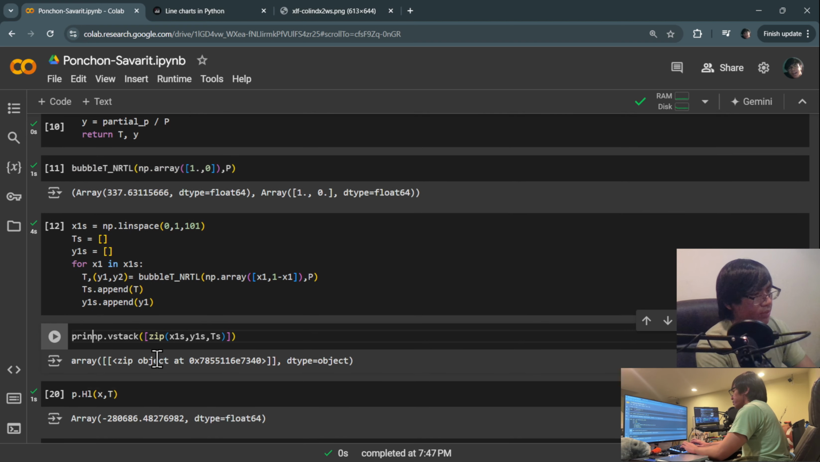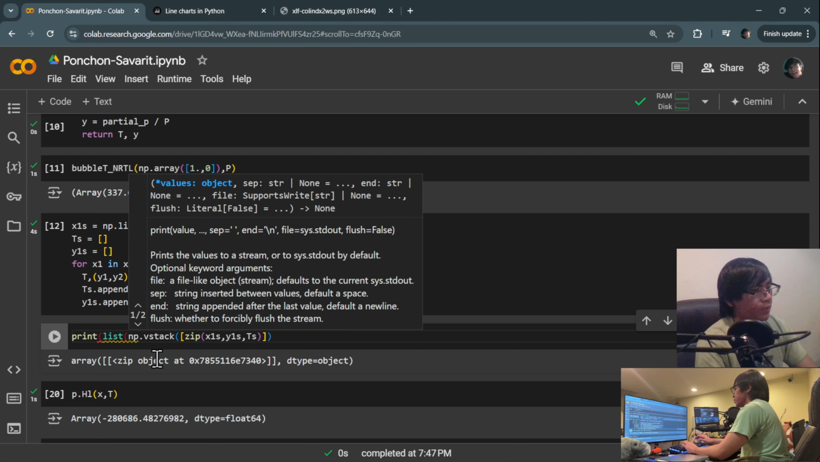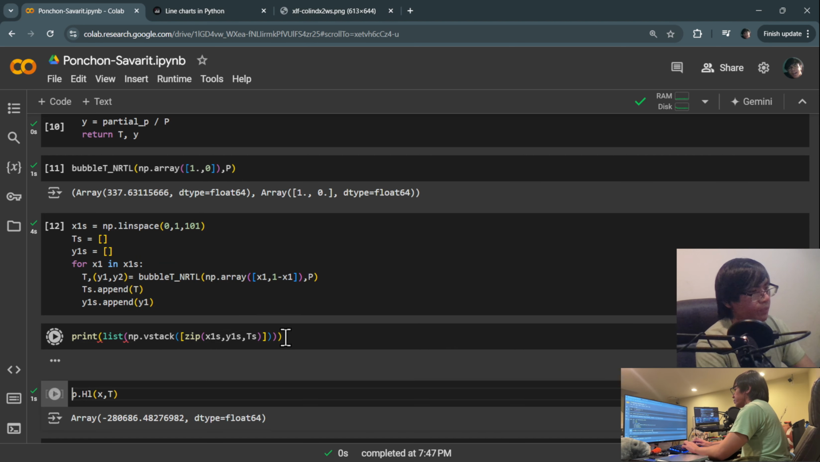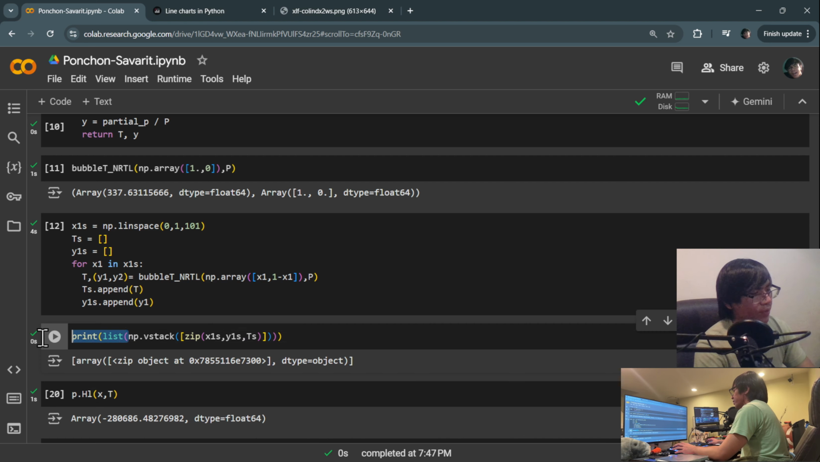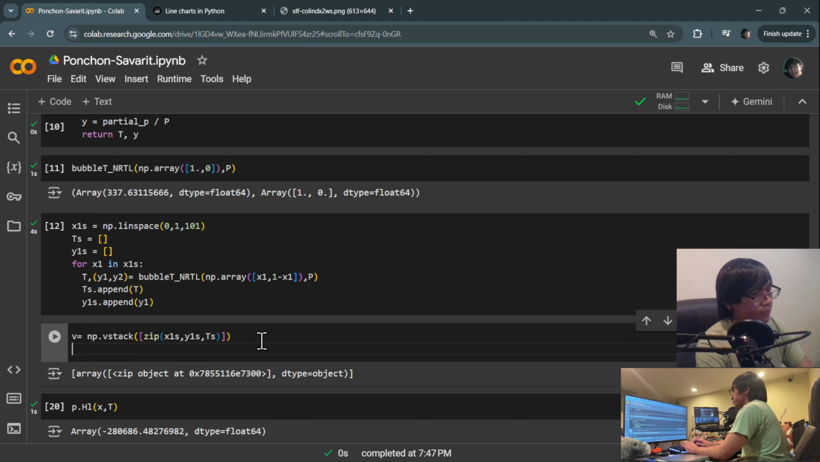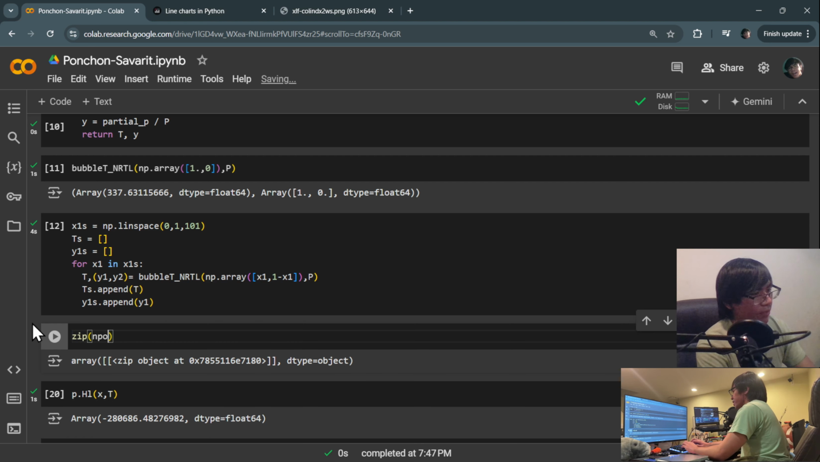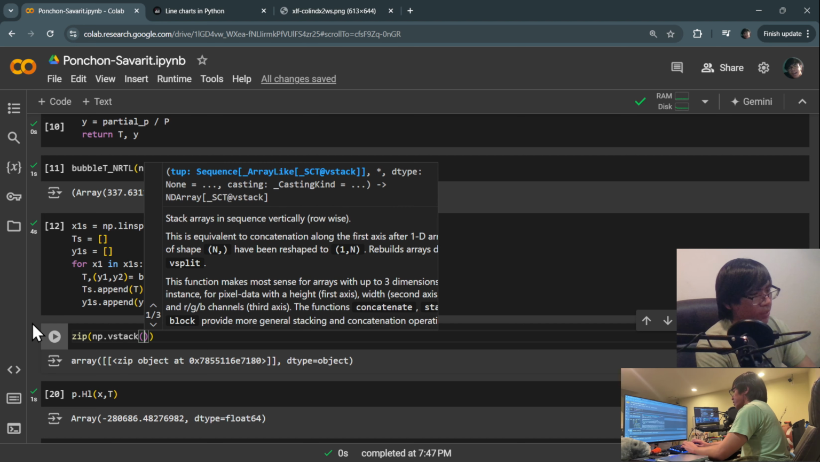Maybe print it as a list. Okay, great. Maybe if I do this. Sorry, this is me playing around. I just want to look at it. Nope. Okay, let's do it how I tried it before. So I zip together and I v-stack them. Vertical stack is what that means. So I stack them along the columns.